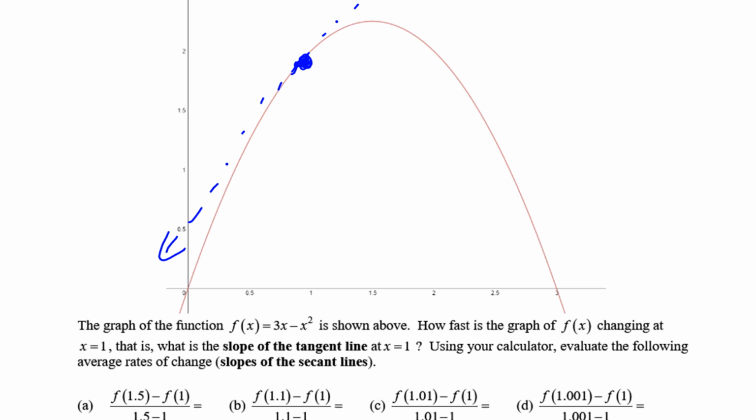So we're going to say the first one, 1.5 and 1. And we're going to say, what's the slope of this line? And then we're going to decide to look at 1.1 and 1. So we're going to get a little bit closer. And what's the slope of this line? And eventually, we're going to get so close to that tangent line that the slope of the secant will match the slope of the tangent.